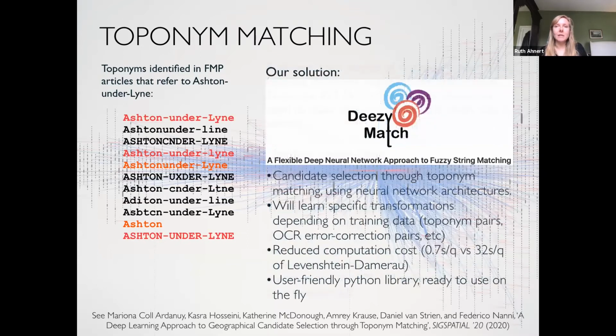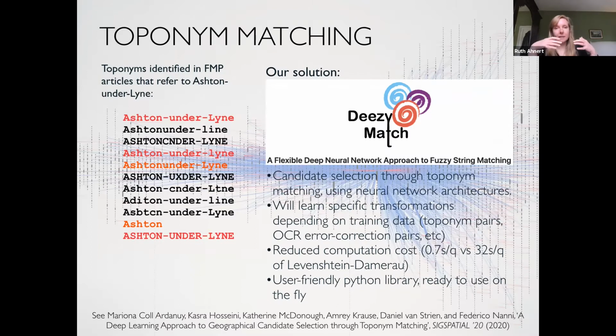So to address this problem, the team developed a method called dzmatch. It's a flexible deep neural network to fuzzy string matching, which was much better and had a much reduced computation cost. And we've had two publications accepted on this piece of work, one of them that's given at the bottom of the screen.